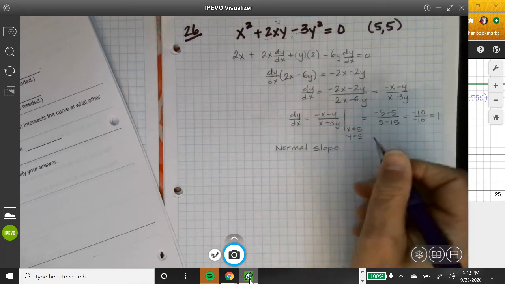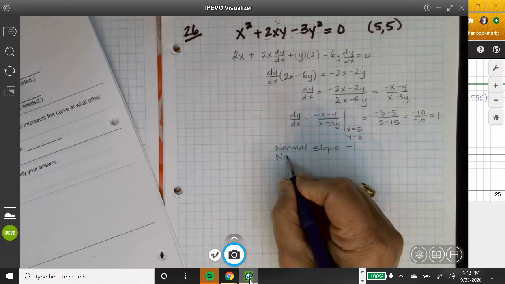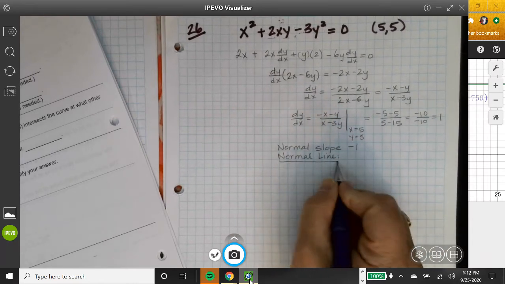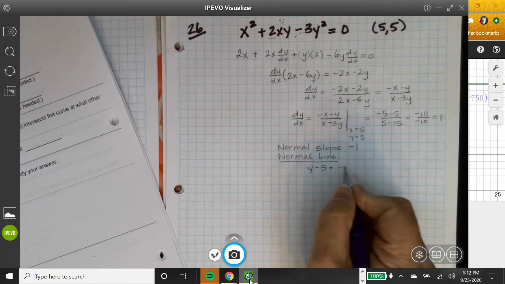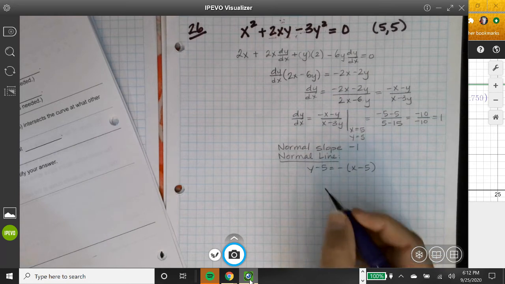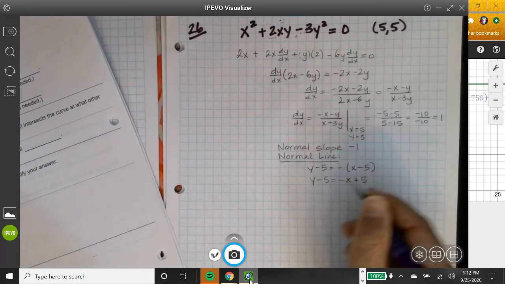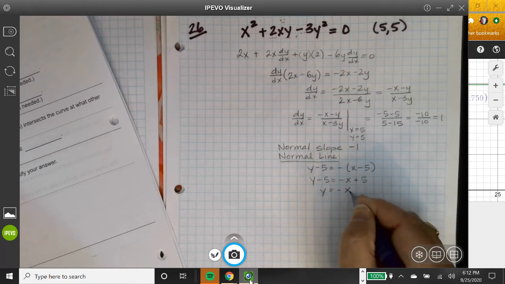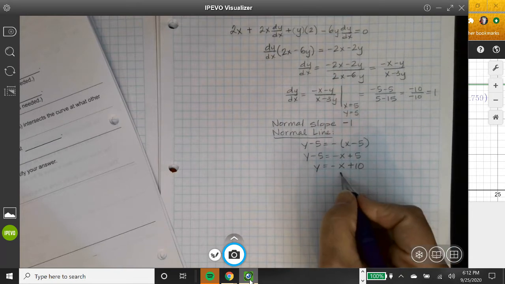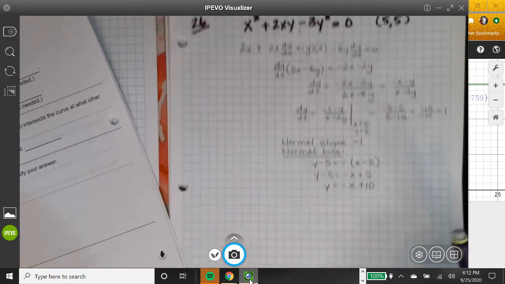The normal slope will be negative 1. So my normal line through 5, 5 is going to be y minus 5 equals negative times x minus 5, because we're using the same point up here. Okay, so let's distribute. Y minus 5 equals negative x plus 5. Y equals negative x plus 10. Okay, so this is the normal line. And we already know it intersects at 5, 5.